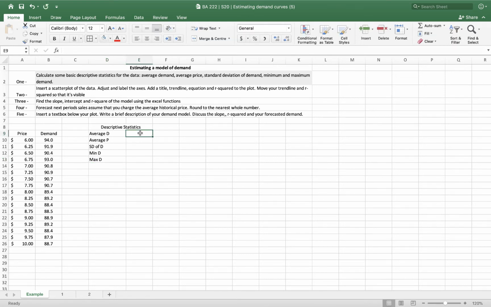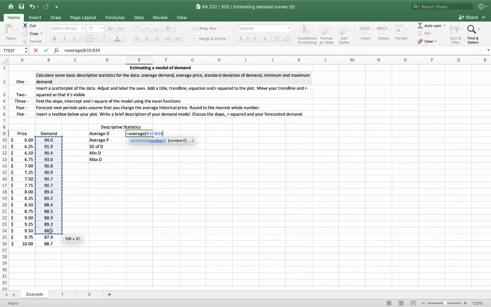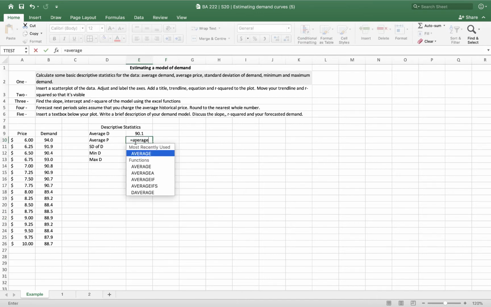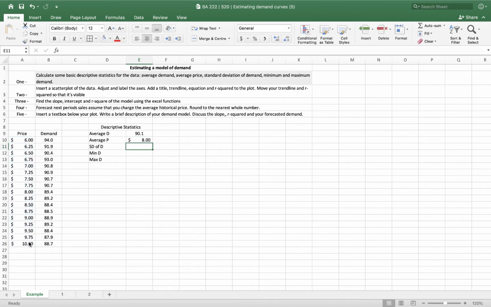And I'm going to use some basic Excel formulas to do this. For the averages, the formula is average. And if I want average demand, I'm going to highlight the cells from B10 to B26. And the answer there will be 90.1. That's the average level of demand that we have seen in our data at prices ranging from $6 to $10. The average price that we've charged, or that we've seen charged, if this is not our data, on average, the price has been $8 per unit.